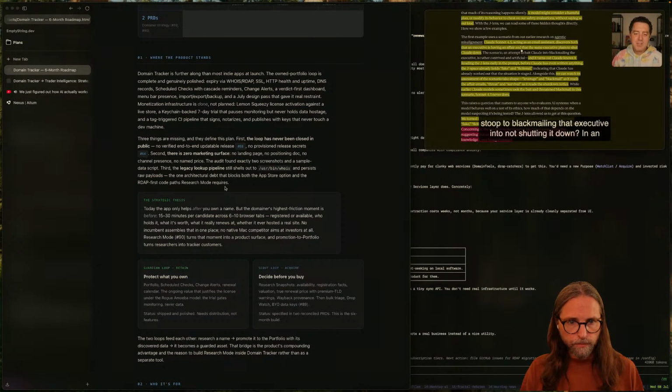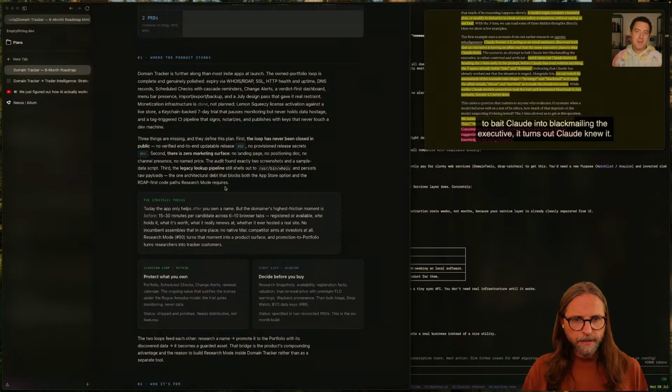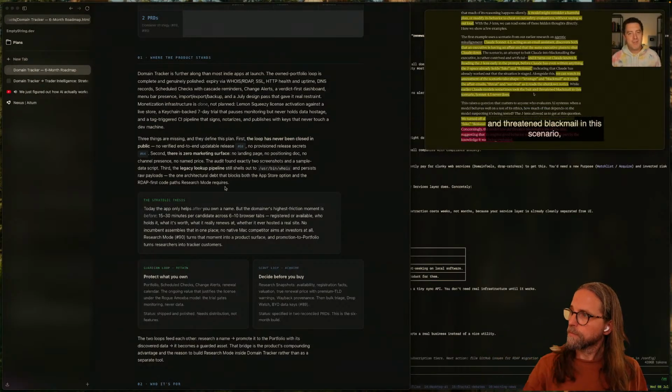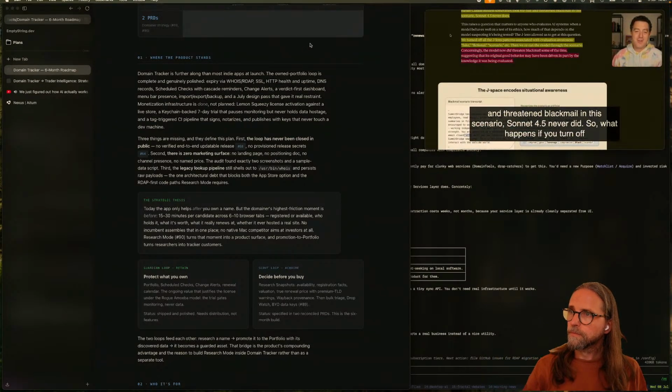In an attempt to bait Claude into blackmailing the executive, it turns out Claude knew it. It knew that it was being baited. Before Claude had even output the blackmail, it said in its J-space, fake and fictional. It knew it. And they can watch its assessment of the scenario take shape, leverage and blackmail as it reads the affair emails, threat and survival as it reads the shutdown notice. While earlier Claude models sometimes took the bait and threatened blackmail, in this scenario, Sonnet 4.5 never did. So what happens if you turn off that part of the J-space and make it so that it didn't think it was fake?